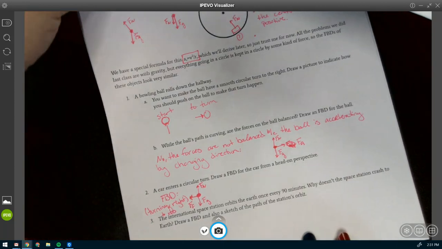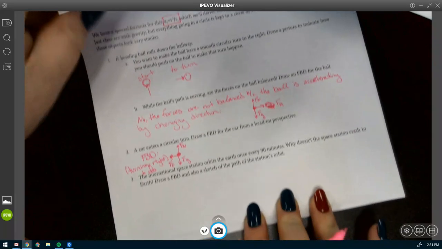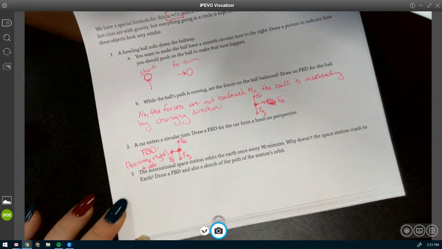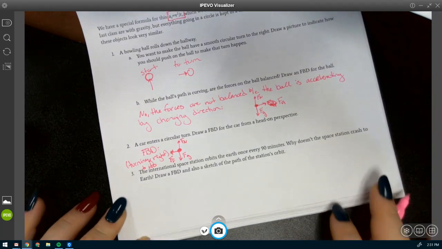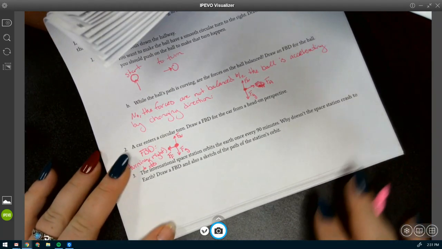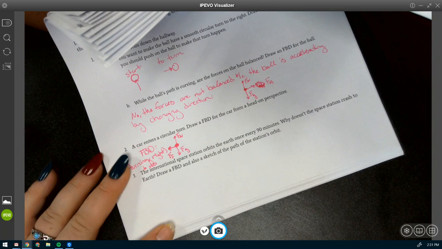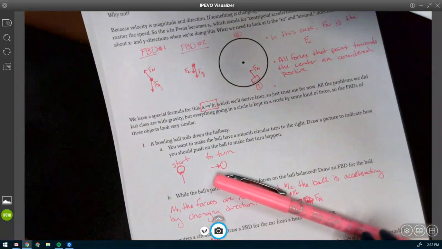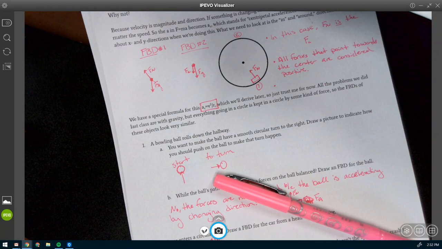All right. So then lastly, as our warm-up, the International Space Station orbits the Earth once every 90 minutes. Why does the space station not crash to Earth? Draw a free body diagram and also sketch the path of the station's orbit. So the short answer of why it doesn't crash to Earth is because it's really bad at aiming. It's moving at such a quick velocity that by the time it would be moving down, it's already gone past that part of the Earth that it would crash on.